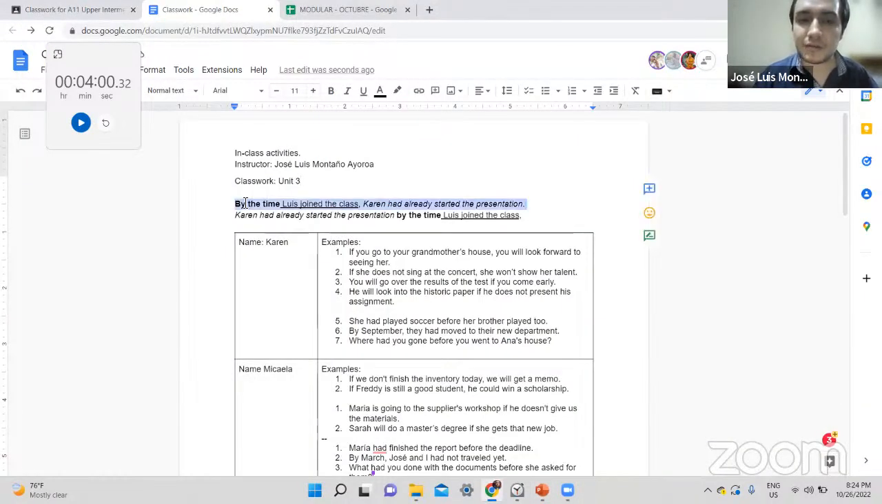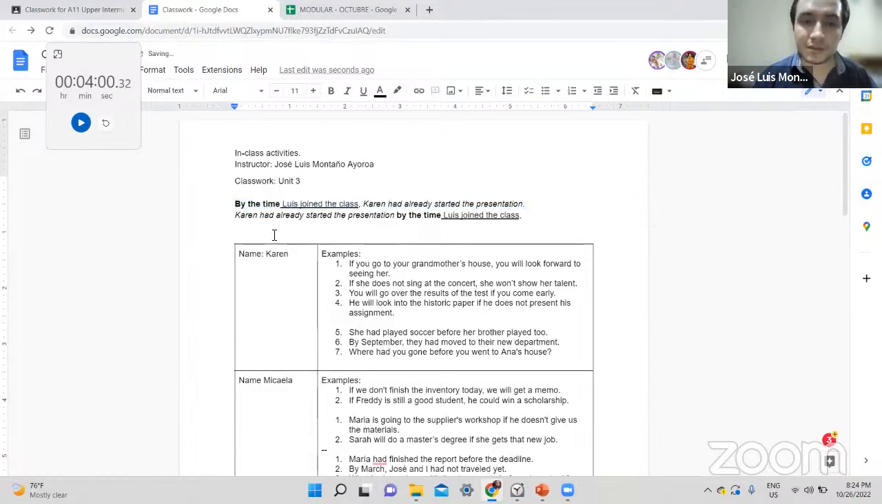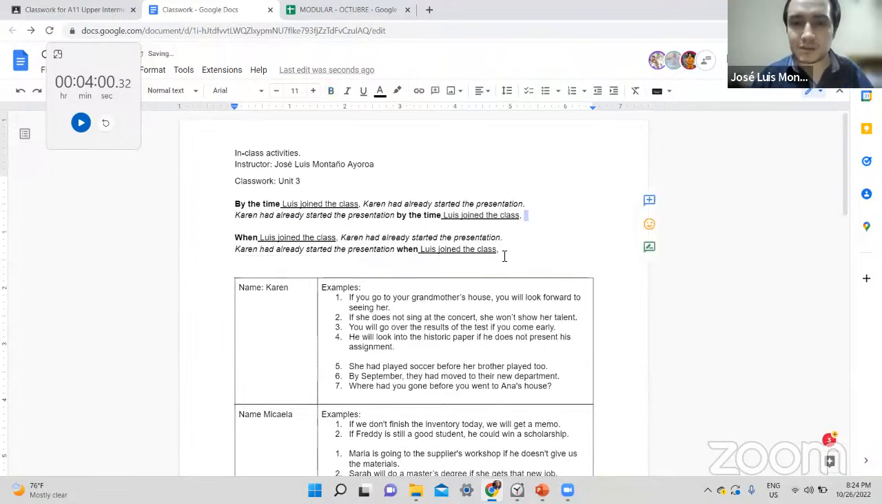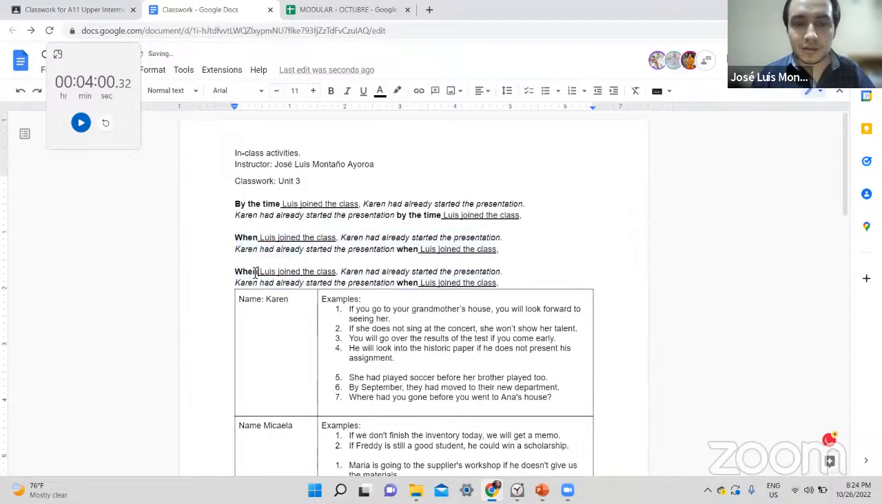So it means instead of by the time, you can say what? When, right? It's as simple as that. When Luis joined the class, that happened, or that had happened, and here, when. Okay, easy. That's it. And it's exactly the same one more time. Let's copy and paste the two directly. Instead of when, before. Right? And here, before.